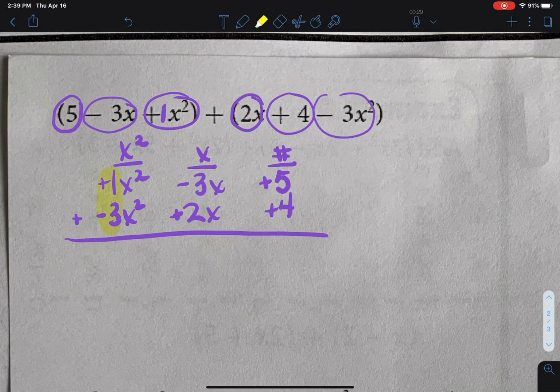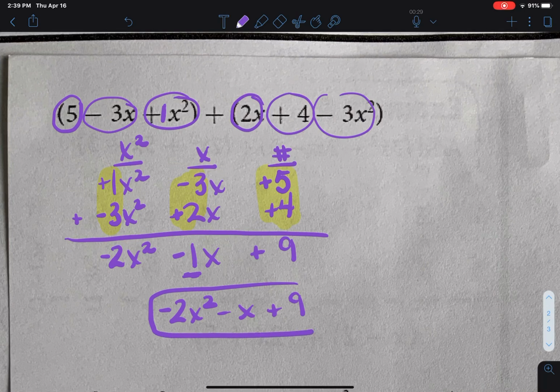So now we have to go through and start getting our coefficients, those numbers in front, together. So 1 plus negative 3 is negative 2. Bring down that x squared. Now if I put these together, negative 3 plus a positive 2 would be negative 1. So negative 1x. Positive 5 and positive 4 is positive 9. Now, just like we said before, I'd probably drop that 1 because I assume it's there whether they write it or not. So your answer is probably going to look like that.